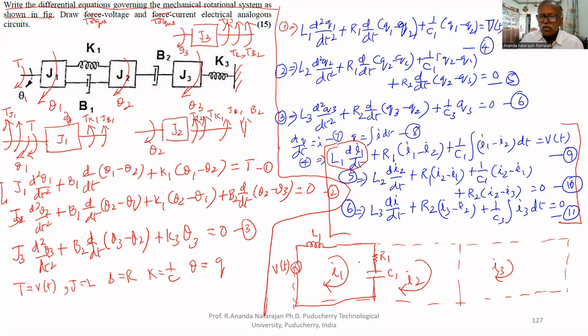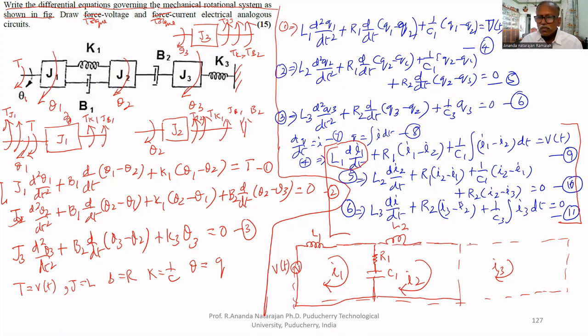10th equation: through L2 only I2 is flowing, therefore we can put L2 here. Through R1, both I2 and I1 are flowing, already mentioned. C1 is already mentioned. That's all about the second loop.